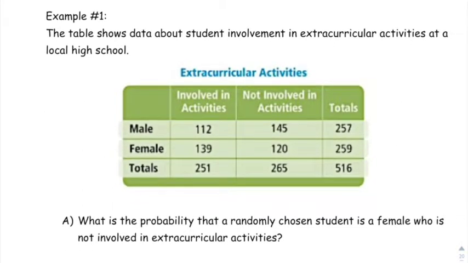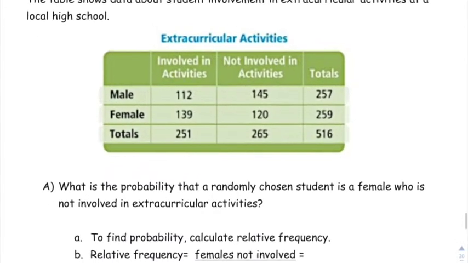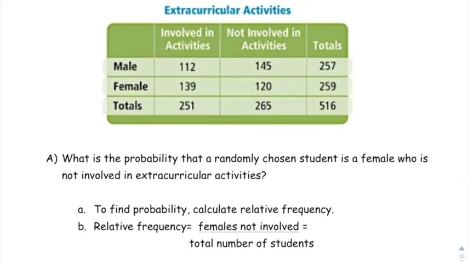Okay, so here's an example of one of those right there. This one has extracurricular activities, male and female, and then involved in activities, and not involved in activities. And just for our convenience, they already added up the totals here, which makes our lives a little bit easier when we're writing out our fractions and our percentages. So what is the probability that a randomly chosen student is a female who is not involved in extracurricular activities? That is assuming that we're picking from everyone.